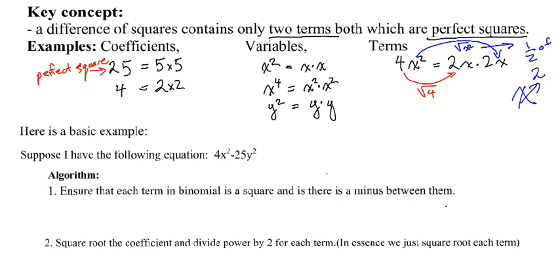So let's go through a basic example. Suppose I have the following expression: 4x squared minus 25. We need to be able to recognize that this is a difference of squares. The reason why is because you'll notice we have a perfect square here and a perfect square here and a minus sign in between. So this is what we call a difference of squares. The reason it's called a difference of squares is that there's a minus in between.